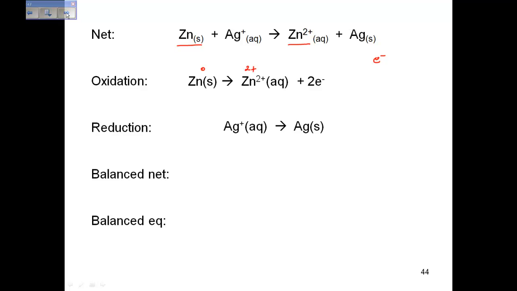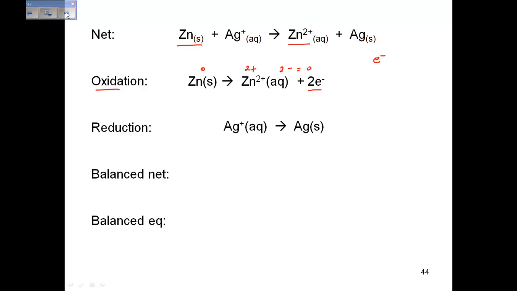Since this is an oxidation, it makes sense that the electron should be produced, and it should be on the product side. By doing so, now I have 2 electrons, 2 minuses, and the 2 pluses. When I add those up, that gets me 0. So now I have a balanced equation with charges. I have 0 on the reactant side and 0 on the product side.